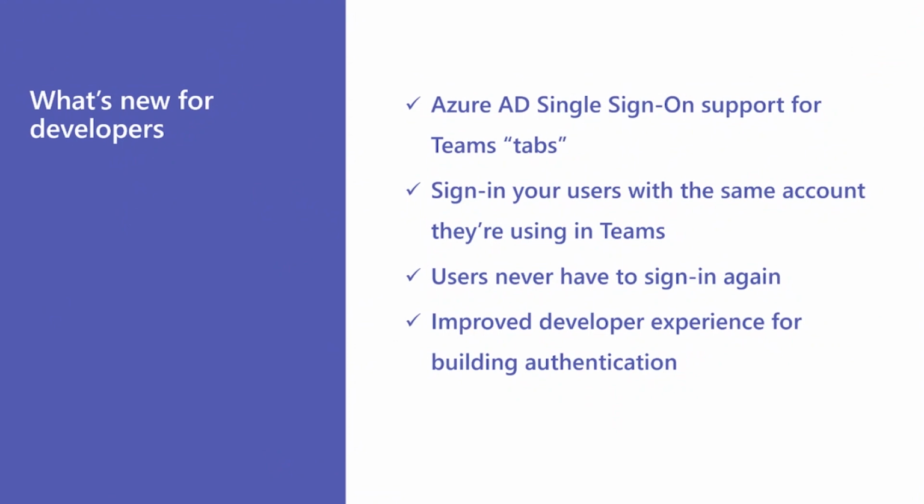So single sign-on means that you can sign in your users with the same account that they're using inside of Microsoft Teams. So if a teacher signs into Microsoft Teams with their campus email, that is the identity that you will be using to sign in that user into your application. From the user's perspective, this is great. They never have to sign in again. They never have to sign in again on any device, actually. So that includes their phone.